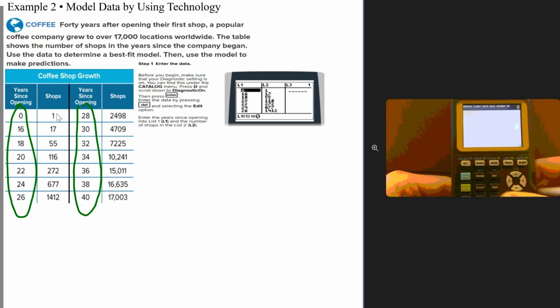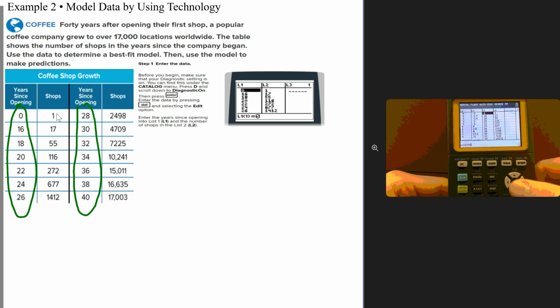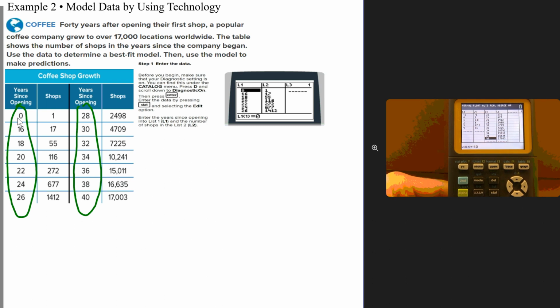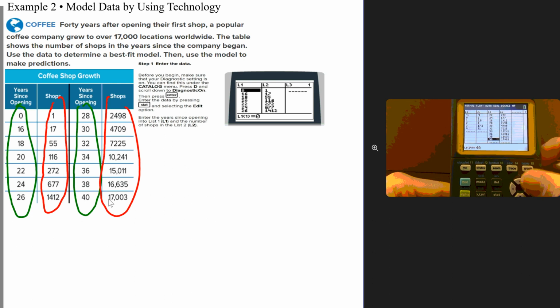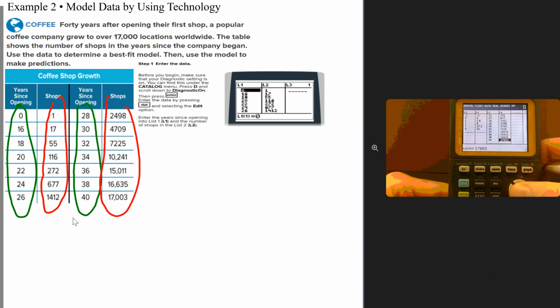So I want to hit stat and enter for edit, and here I'm going to put mine in list 5. So L5 goes from 0, 16, all the way to 40. Then I want to put the number of shops they have in those years as my L6. So I'm going to go from 1 to 17,000. I go over 1 for year 0 and then make sure they're all in there correctly. 17,000 is year 40. I need to make sure I have the same number of Y's as I do X's, or it's not going to work.